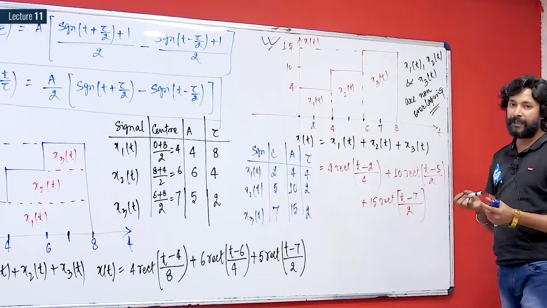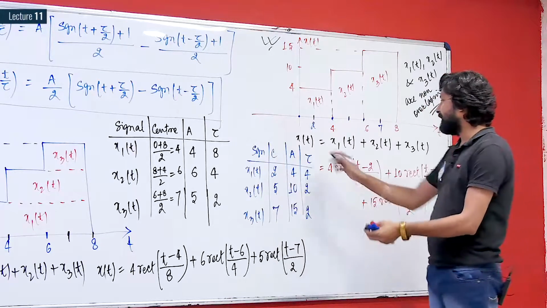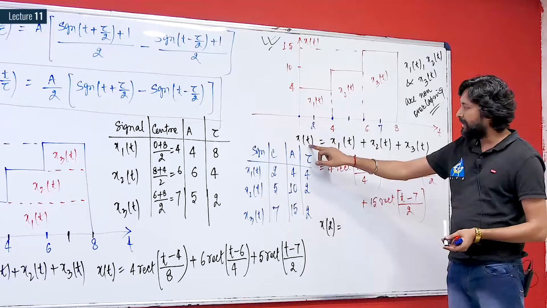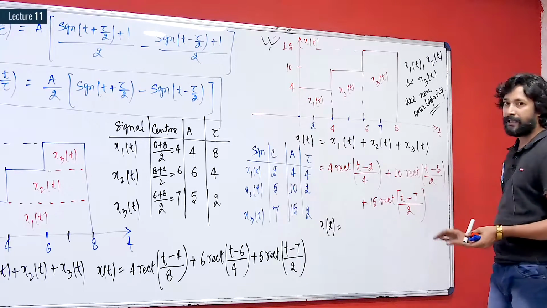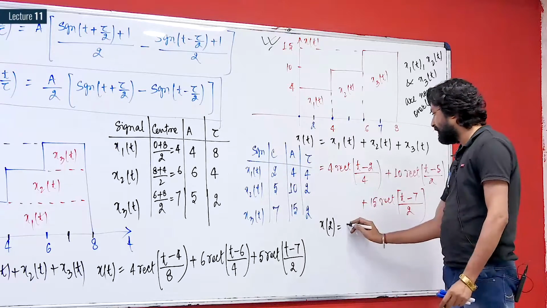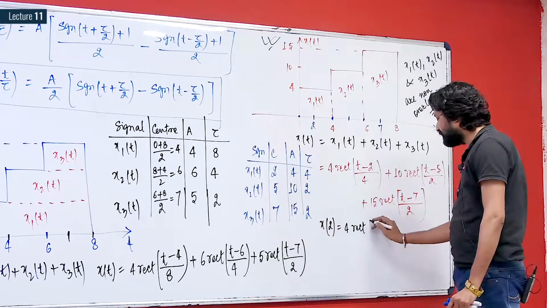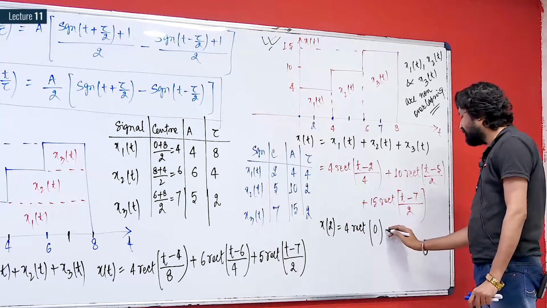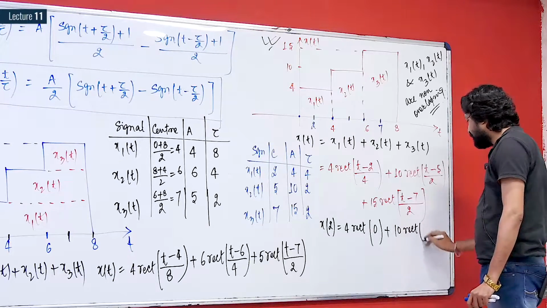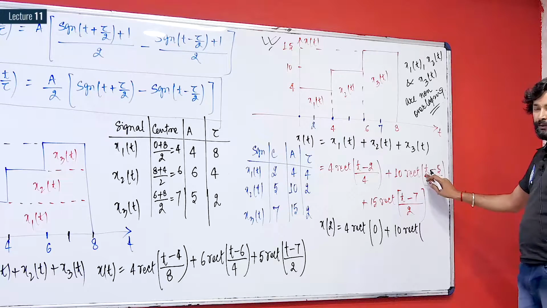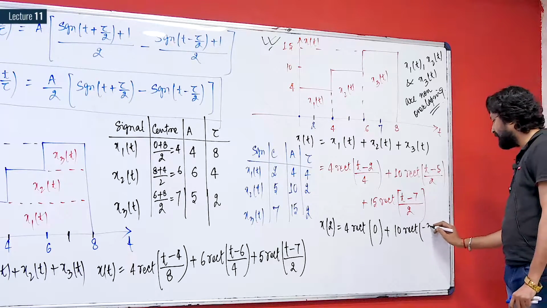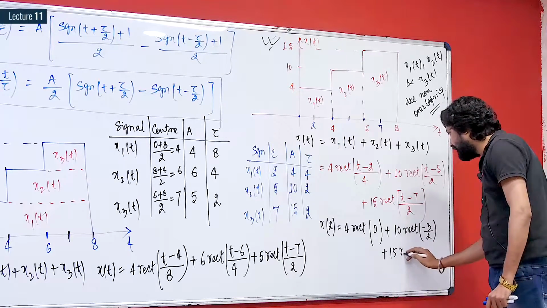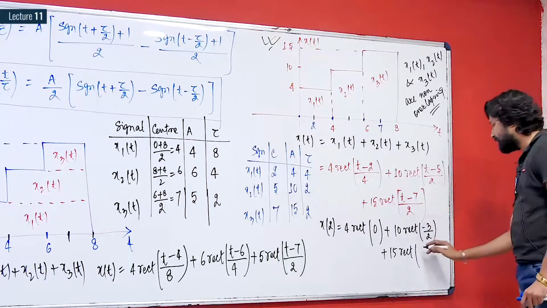any particular point. Say if you want to find the value of x of t at t equals 2 seconds, then what will the value be? You are going to substitute the value of t as 2 seconds in all these expressions. So if you take t equals 0, it will be 4 rectangle of 0. Again 10 rectangle of (t minus 5); with t equals 2 seconds, it will be minus 3 by 2, that is minus 1.5, and the third value is going to be 15 rectangle of (2 minus 7), that is minus 5 by 2.